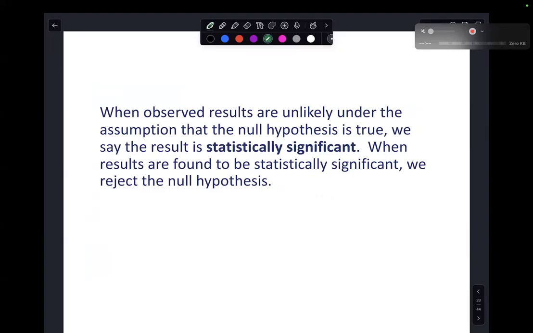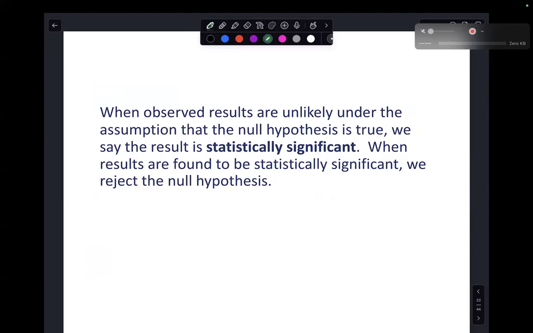So if I took a sample of something, and the probability of getting that average of that sample is less than 5%, let's say it was 2% probability, that would be statistically significant because that would be unlikely.